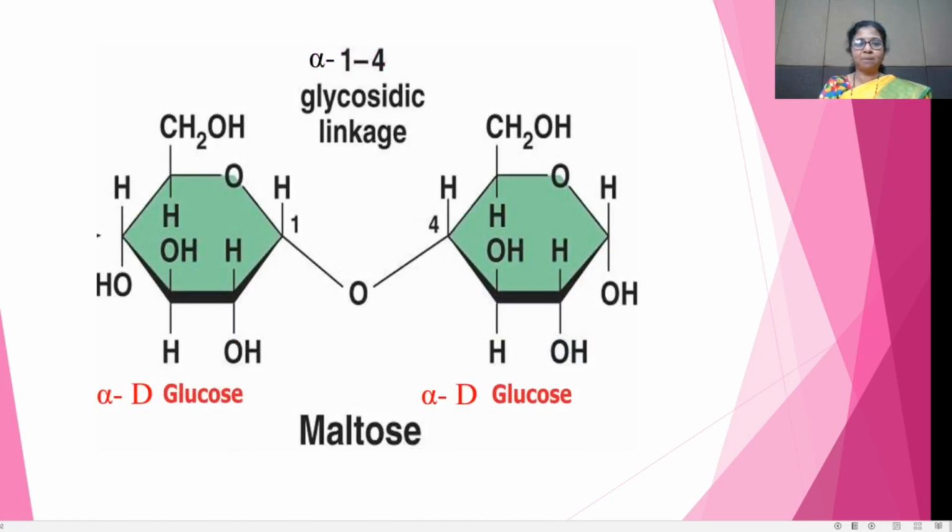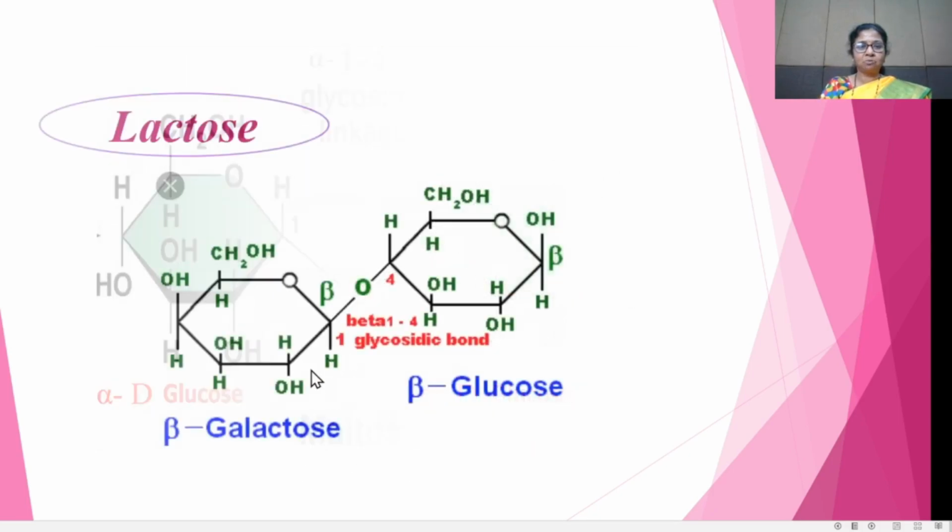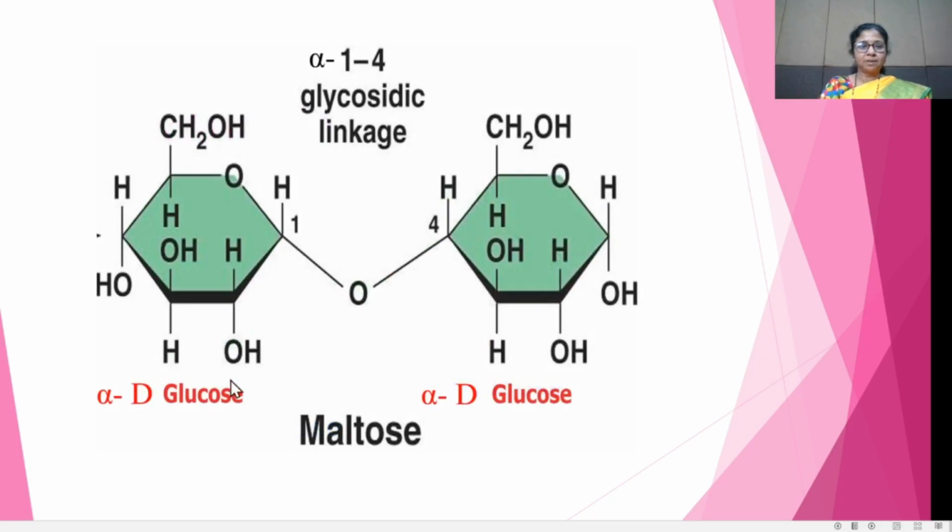Now see the next example, maltose. Maltose is also a disaccharide. It is formed from two molecules of alpha D glucose. Here, one OH group from carbon number 1 and one OH group from carbon number 4 form the linkage between carbon number 1 and carbon number 4.